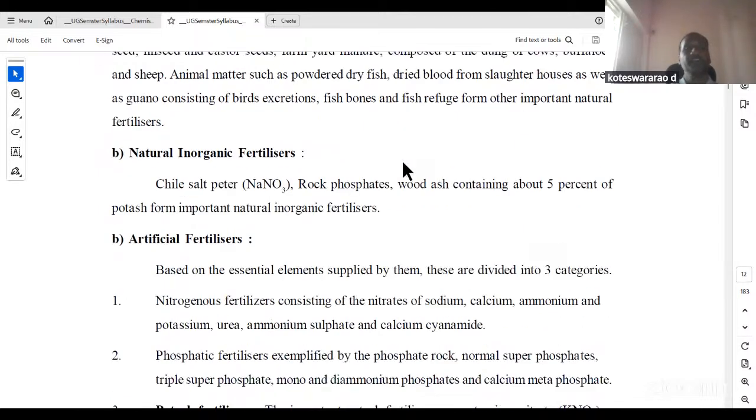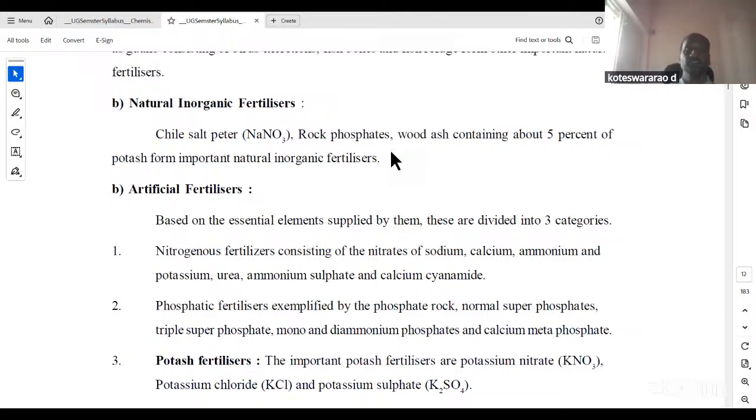Okay, artificial fertilizers. These are also called synthetic fertilizers. Based on the essential elements supplied by them, these are divided into three categories. One is nitrogenous fertilizers.